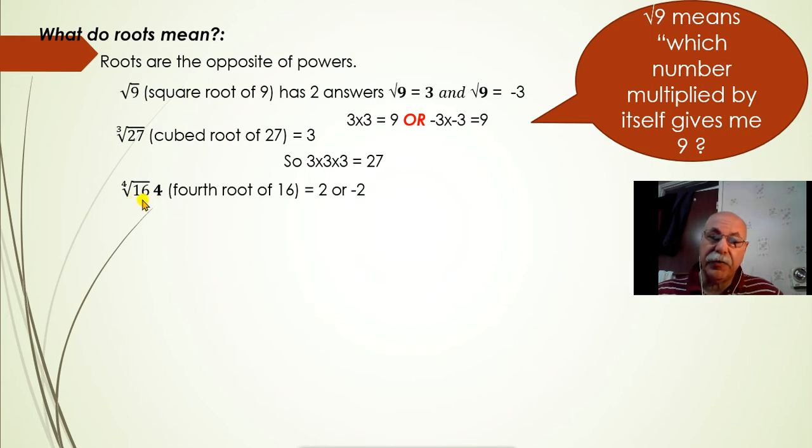What is the fourth root of 16? It's 2. Because if I multiply 2 times 2 times 2 times 2, it gives me 16. That's why it can be 2 or minus 2. My question is also, which number multiplied by itself 4 times gives me 16? It's 2.